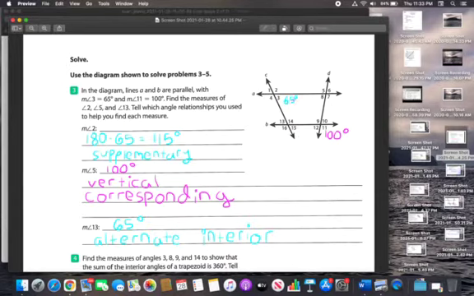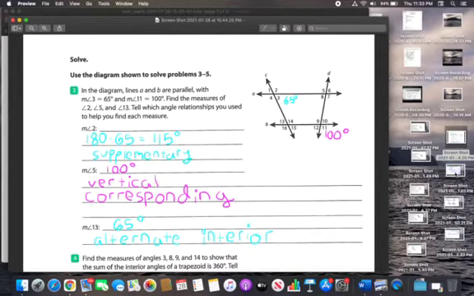So if I know this is 65, I was given that. 13 and 3 are alternate interior angles. So they are congruent. So 3 and 13 are the same. So the measure of angle 13 is also 65 degrees.